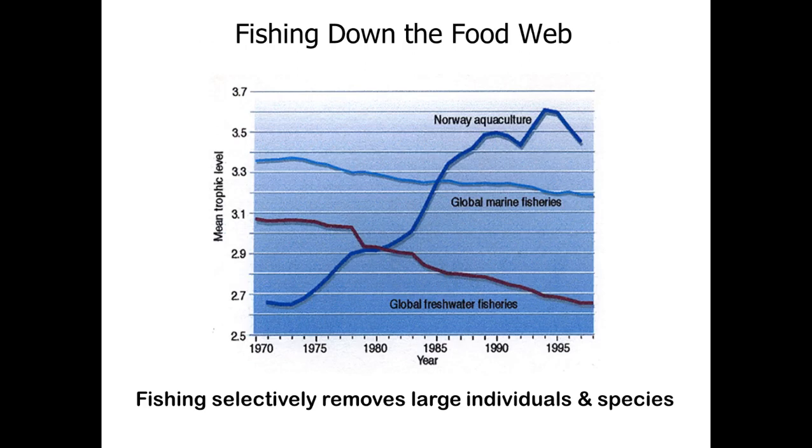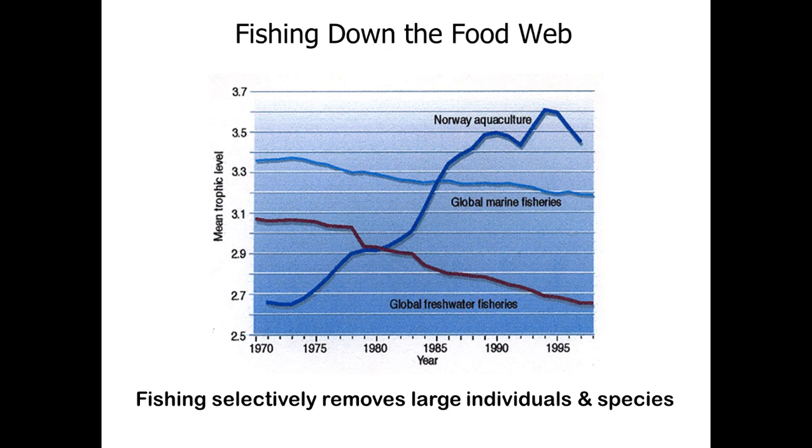This is a calculation of mean trophic level, which looks at multiple steps within the food web, potentially excluding the microbial portion. And you can see that there's been a significant decline in both marine and freshwater fishing, because fishing is selectively removing large individuals and species, thus reducing that overall trophic level within the system.